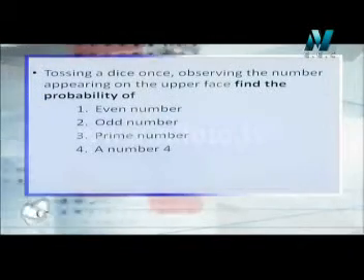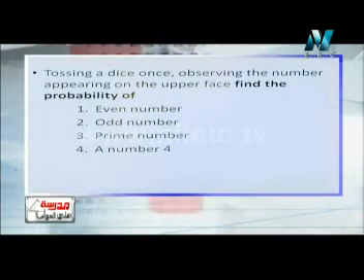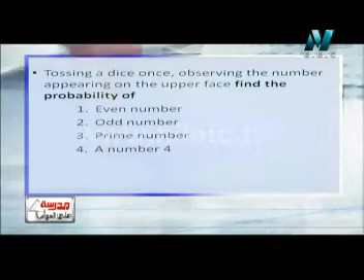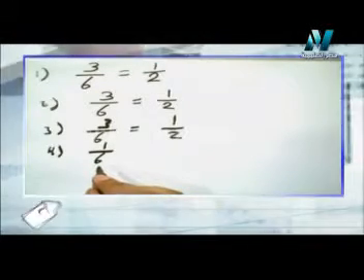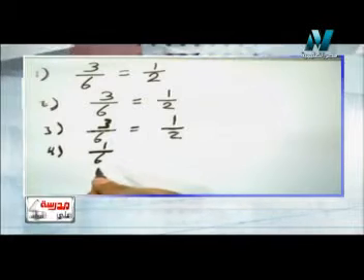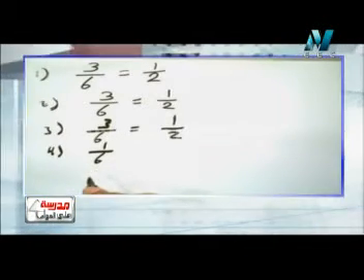A number 4. Appearance of a number 4. How many 4s on a die? Only one number 4. Then the result will be 1 over 6. Why 1? Because 4, how many 4s on a die? Only one 4. Then the result is 1 over 6.